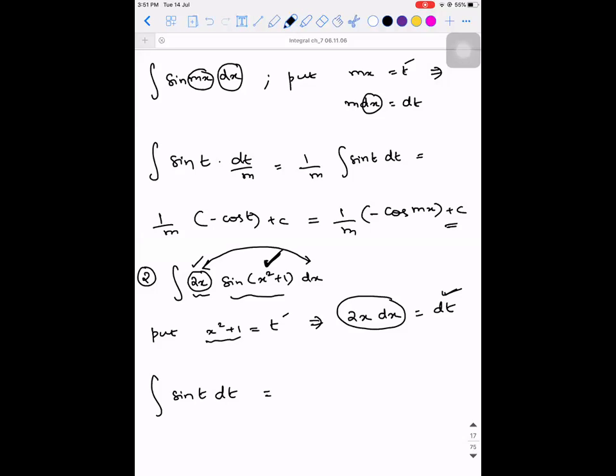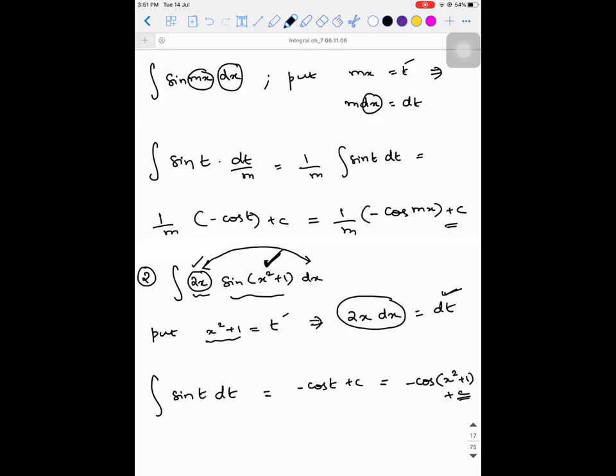So what will be the answer? Minus cos t plus c. But what is t? X square plus 1. So minus cos of x square plus 1 plus c. So this is the final answer. I hope you guys understood this.